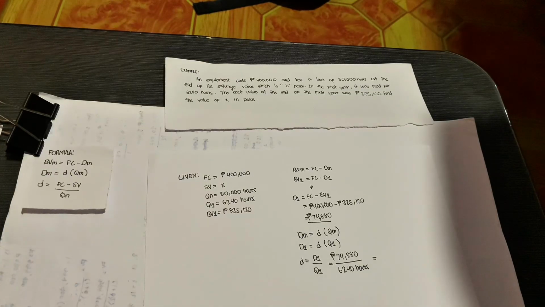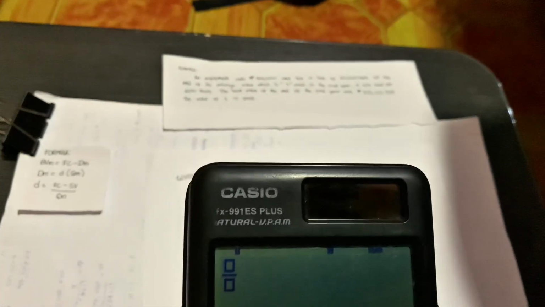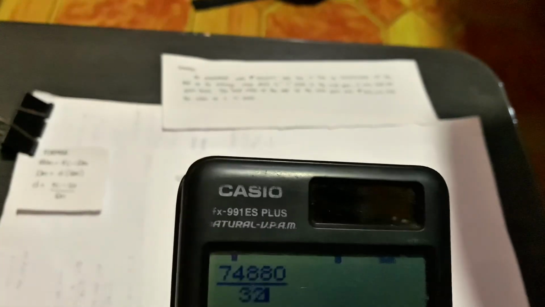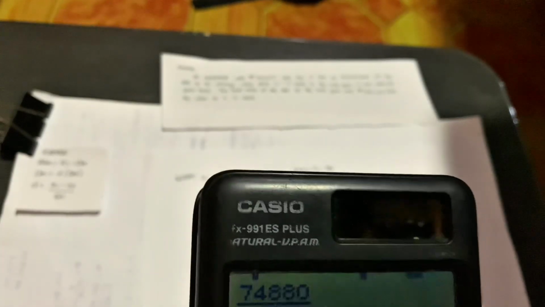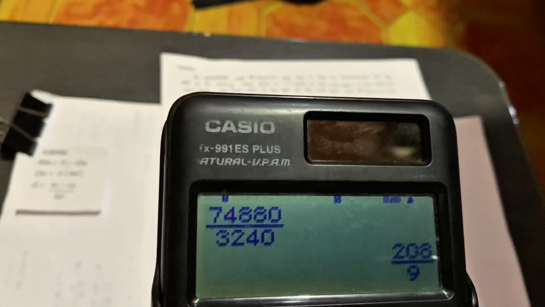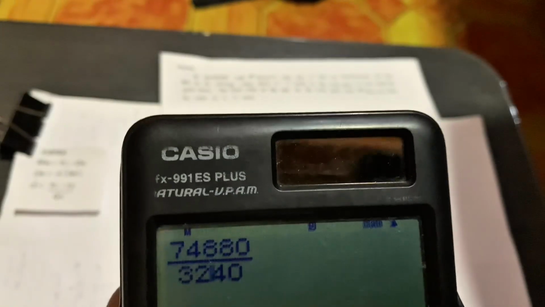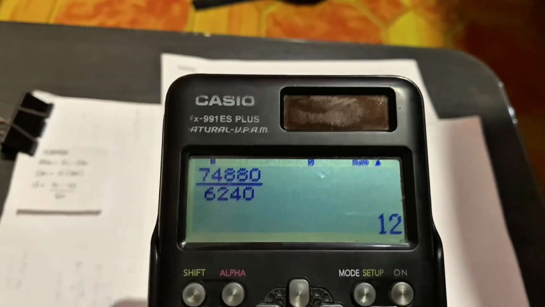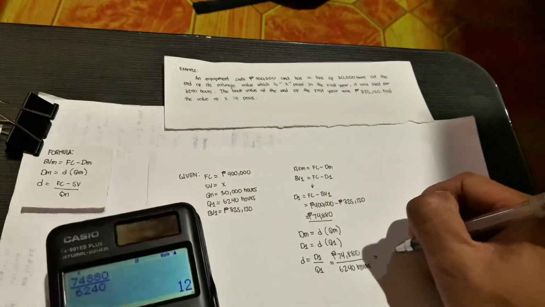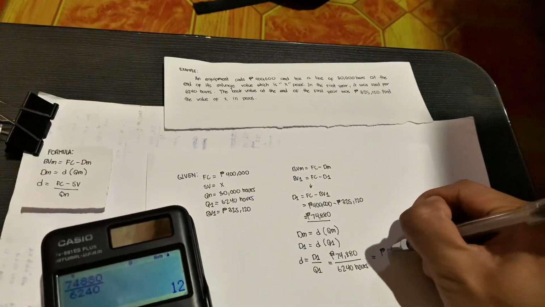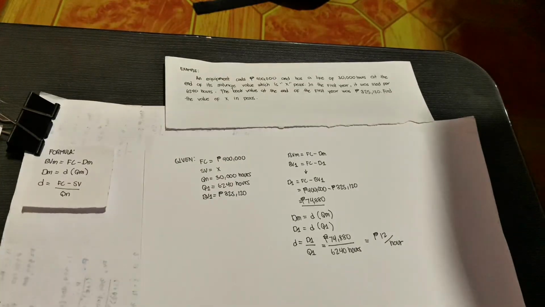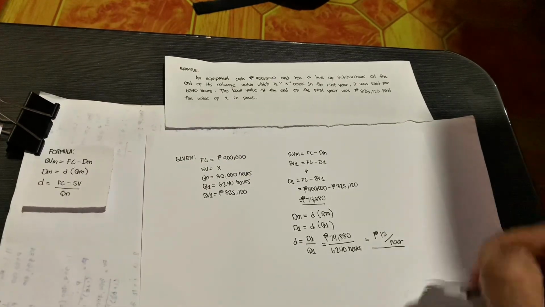So putting that in our calculator, we have 74,880 divided by 6,240. So our depreciation charge is 12 pesos per hour. So this is the depreciation charge.